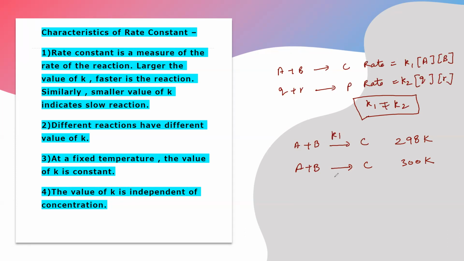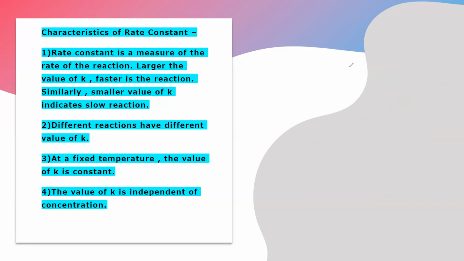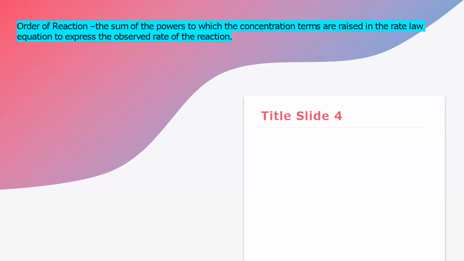Here the K value, let it be K1, and here the K value equals K2. So K1 won't be equal to K2 because the value of K is affected by temperature. So the value of K is independent of the concentration. As the concentration changes, the value of K is not going to change. It is constant. Okay. So it is independent of the concentration of the reactants.